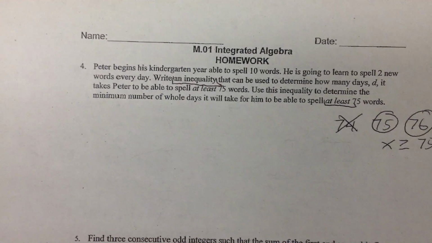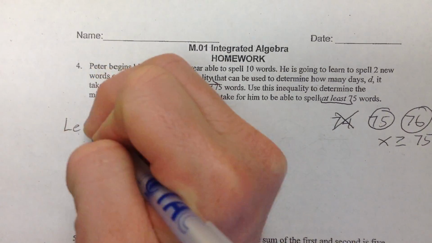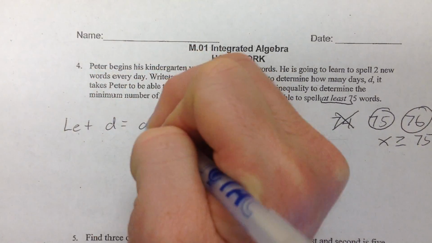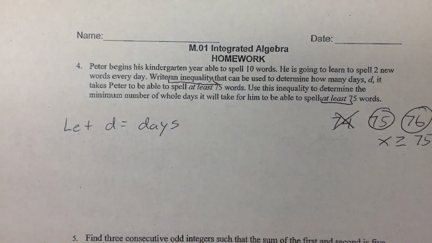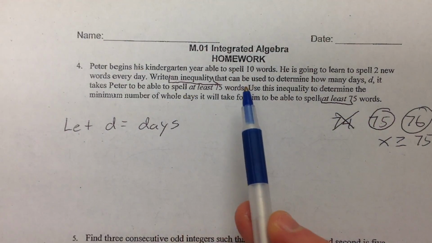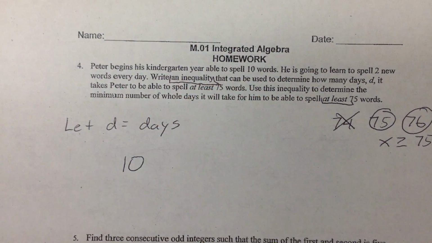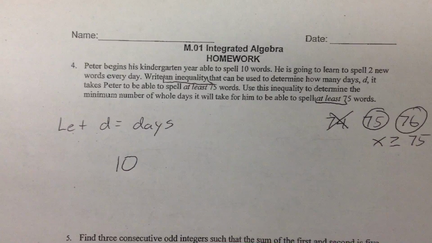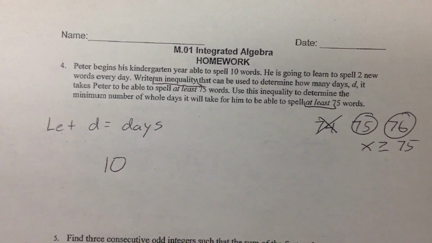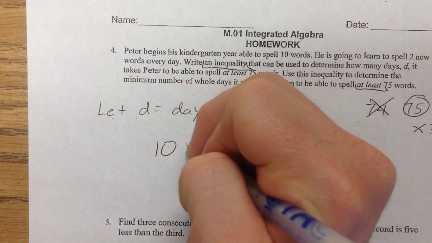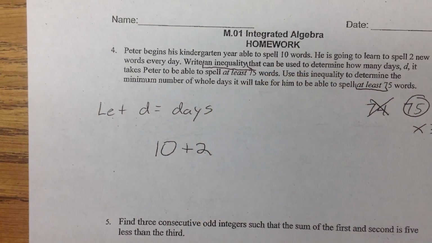Now, let's go back to our problem. They already told us our variable. They said, let D equal days. That's going to work out to be the number of days that we need to spend. So at the start of the year, Peter can spell 10 words. So those 10 words are already in the bank. We already have those 10 words, plus 2 new words every day.